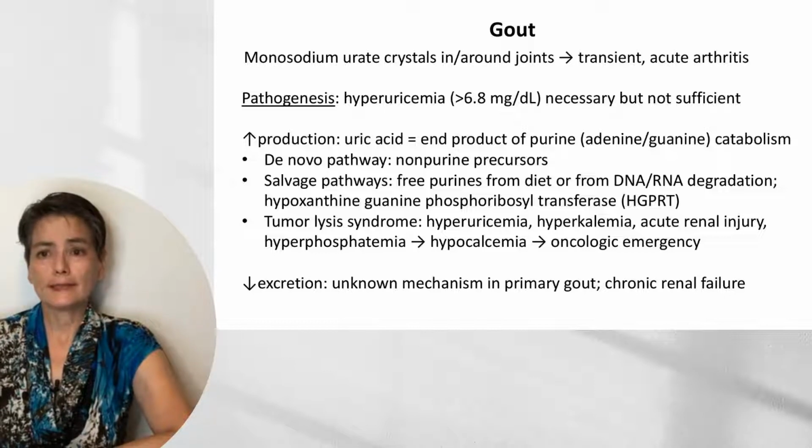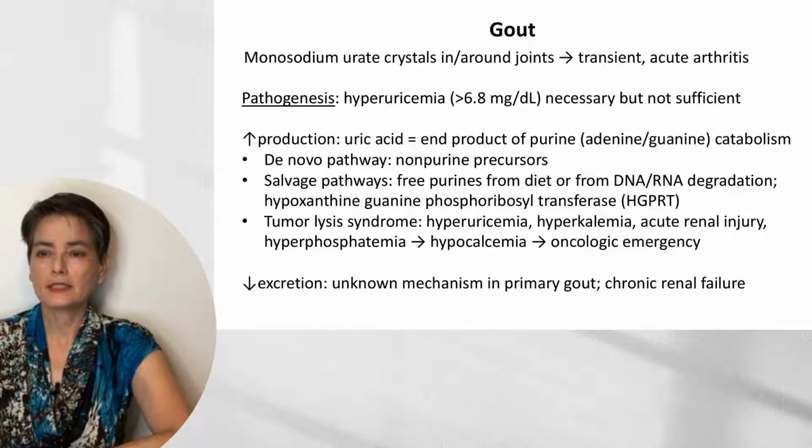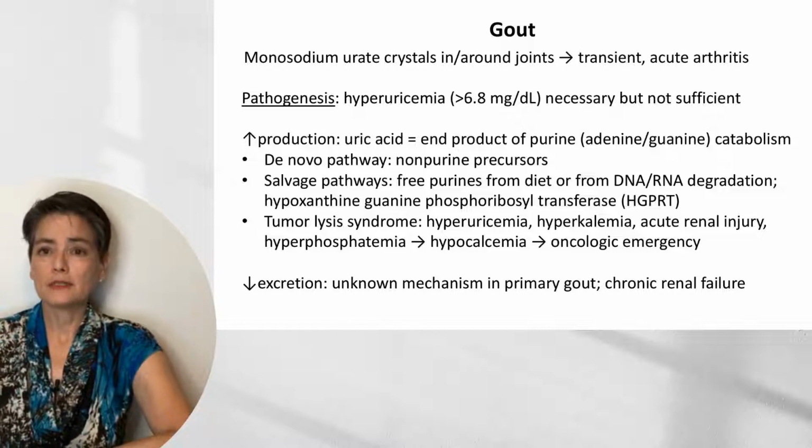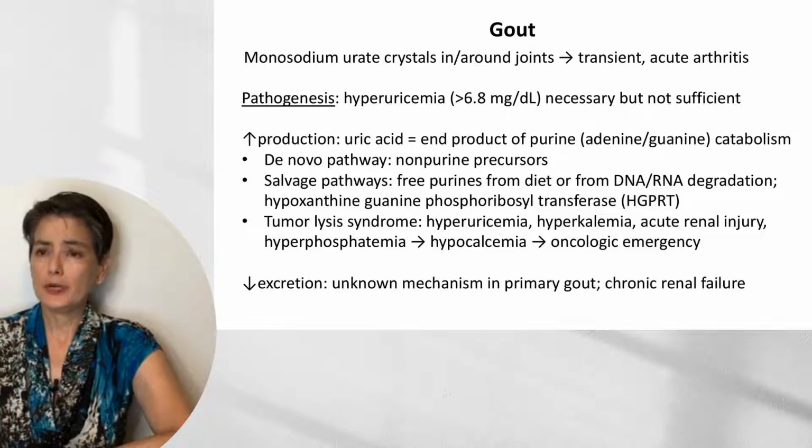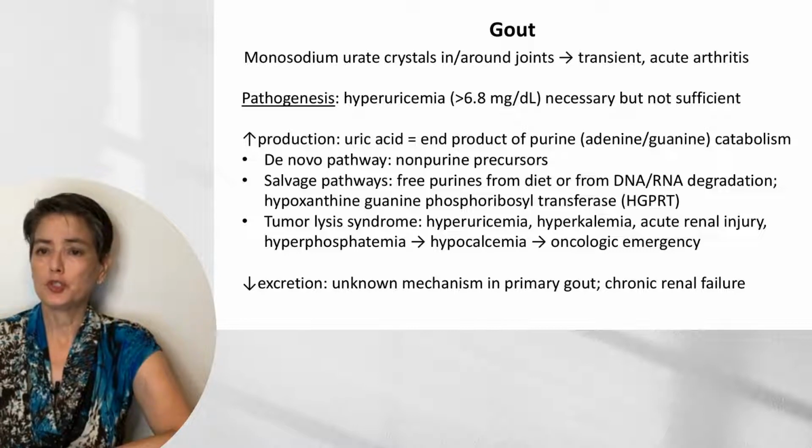Now please remember that uric acid is the end product of purine catabolism, and we tend to see increased production when we have some defect in the formation of purine, so in purine anabolism. As you recall, purines are formed by two different pathways. There's the de novo pathway, which is formed from non-purine precursors, and the salvage pathway, in which free purines from the diet or from DNA and RNA degradation are transformed into purines that can be used by the body. An important enzyme used in this is hypoxanthine guanine phosphoribosyl transferase, or HGPRT, which will show up a little bit later in this video. You may also read that you can get hyperuricemia due to tumor lysis syndrome.